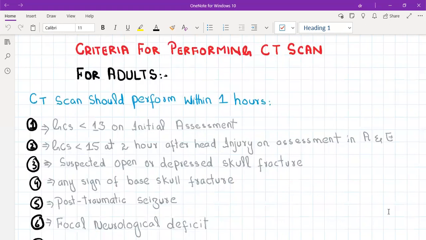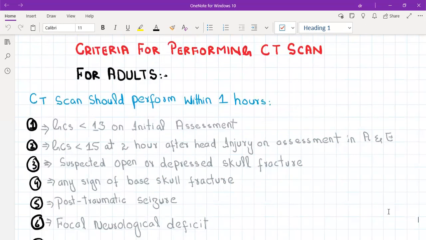Okay, so in cases of adults, you should perform CT scan within 1 hour if the patient presents to you and his GCS is less than 13. You don't need to perform GCS in this station, because if you perform GCS, then it will take about 3 minutes. So you don't need to perform GCS. You might have been provided this information as well.